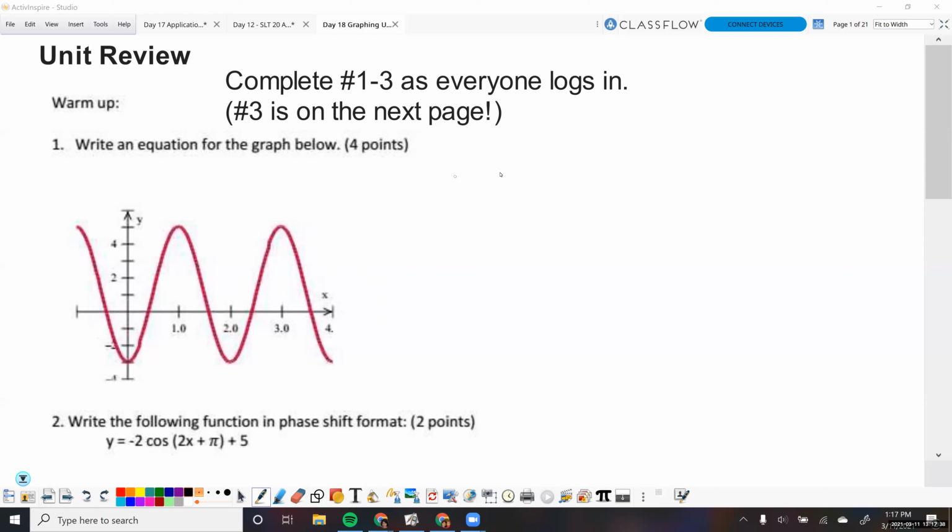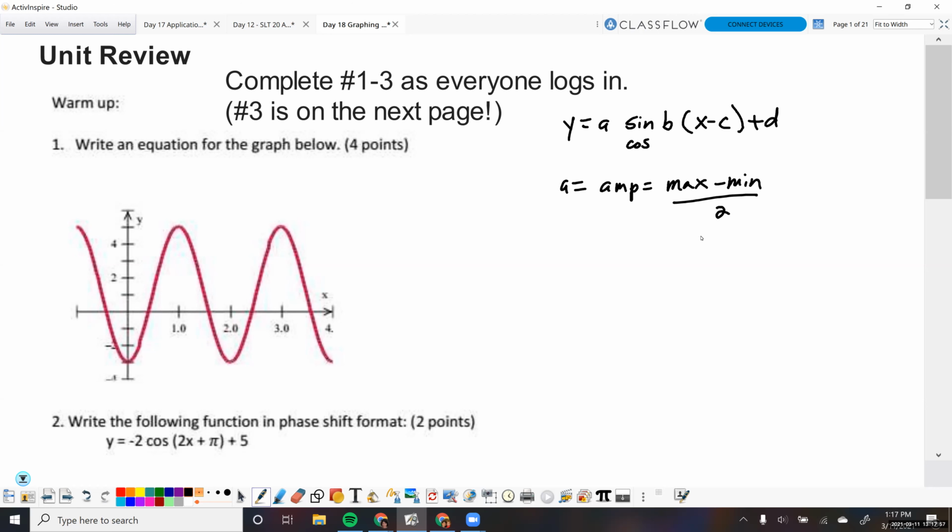And let's remember, before we write number 1, that our general format is A, and then sine or cosine, B, x minus c plus d. A is the amplitude. It's found by taking the maximum minus the minimum and dividing by 2. B is our value we use to change the period. It's equal to 2 pi divided by the new period. C is the phase shift.